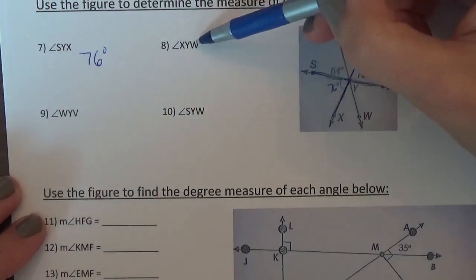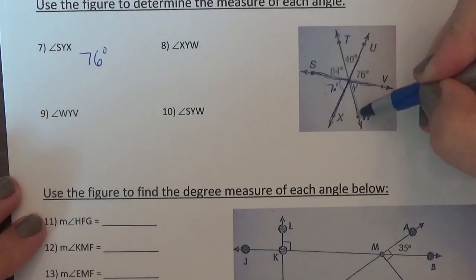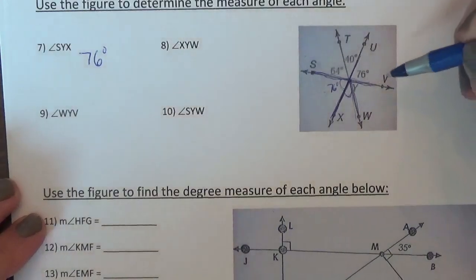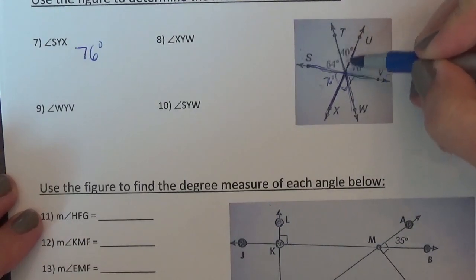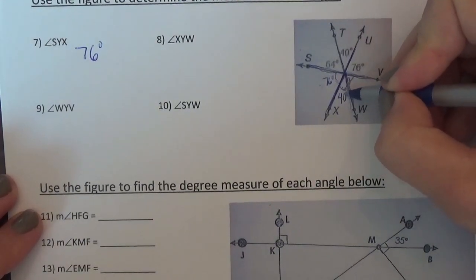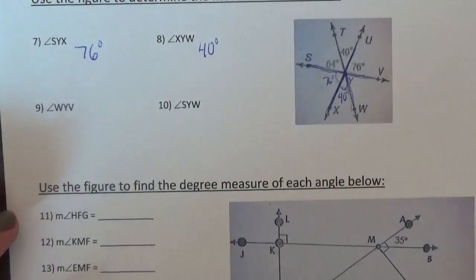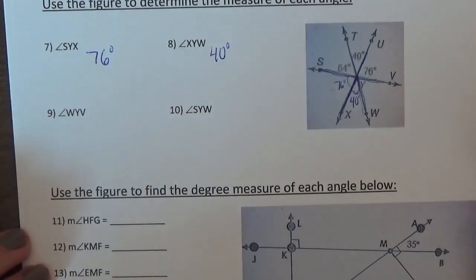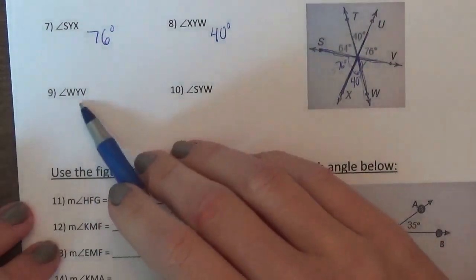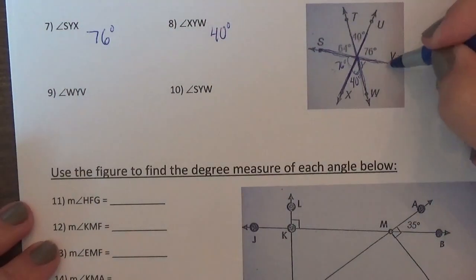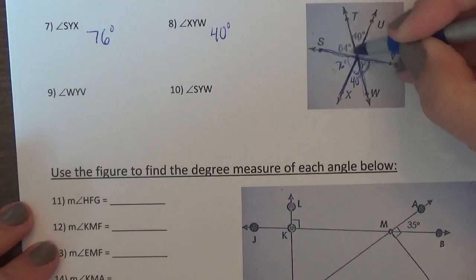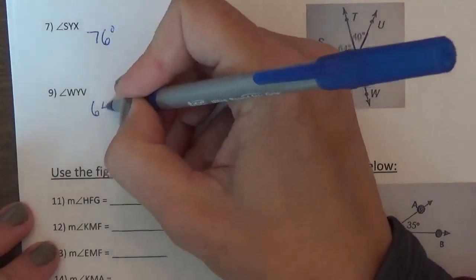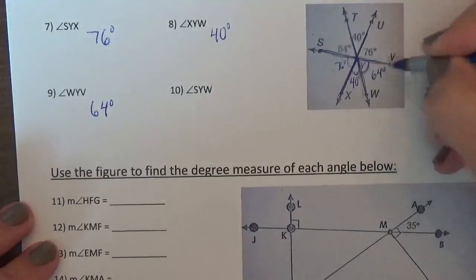All right, XYW. Okay, here's this one. See how I'm tracing it? They're talking about this angle in here. And again, we can use vertical angles. Look straight across these intersecting lines. If that's 40, this has to be 40. XYW is 40, okay. WYV. Hopefully you're getting the hang of it. Look straight across. We can use vertical angles. This is 64, so that's 64.